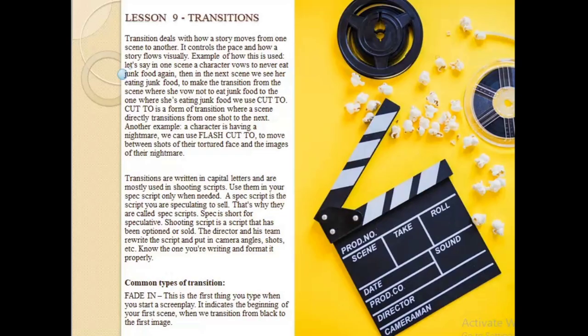Another example, a character is having a nightmare. We can use flash cut to move between shots of their tortured face and the images of their nightmare. Transitions are written in capital letters and are mostly used in shooting scripts. Use them in your spec script only when needed.